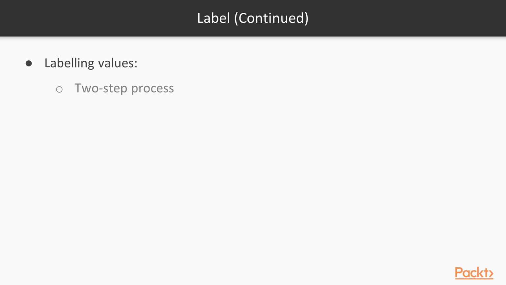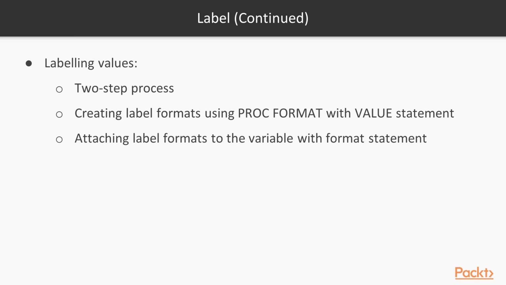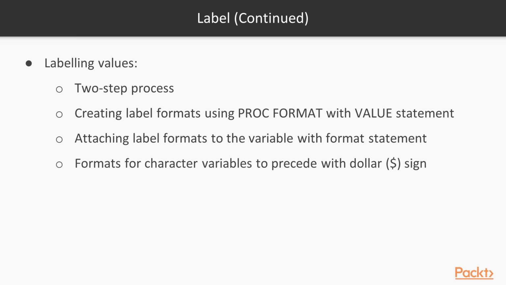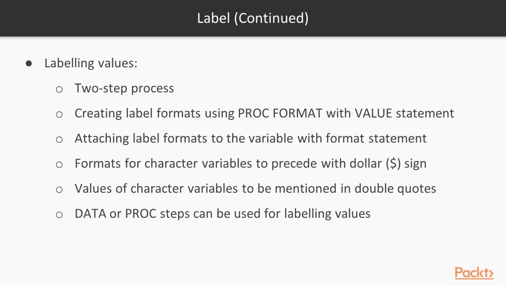Labeling values is a two-step process. Firstly, use the format procedure along with the value statement to create label formats, then attach the label formats to the variable along with the format statement. It should be remembered that the formats for character variables are to be preceded with a $ sign. The values of character variables are to be mentioned in double quotes. Finally, data or proc steps can be used for labeling values.